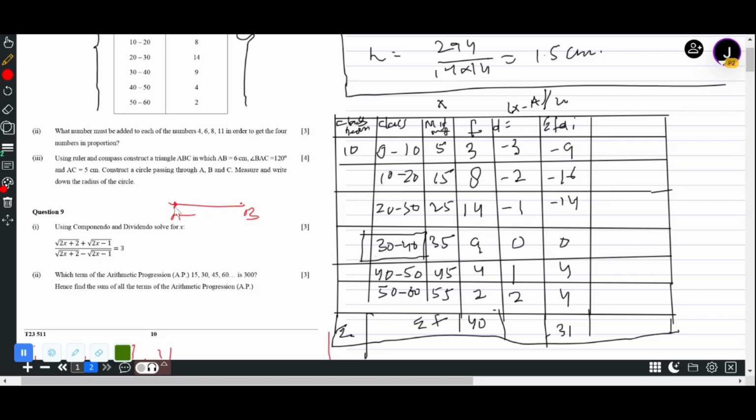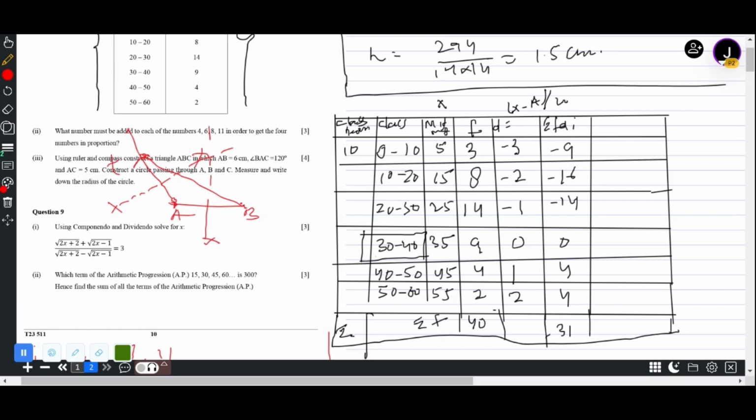Using ruler and compass, construct triangle ABC in which AB is equal to 6, angle BAC is 120, AC is equal to 5. So what I'll do is, first I'll draw a line of 6 centimeters and then I'll fill 6 centimeters in the compass and take 2 points A and B. And BAC, that means CAB, so it's angle A we are talking about, which is 120, so using compass we'll draw 120 degrees.